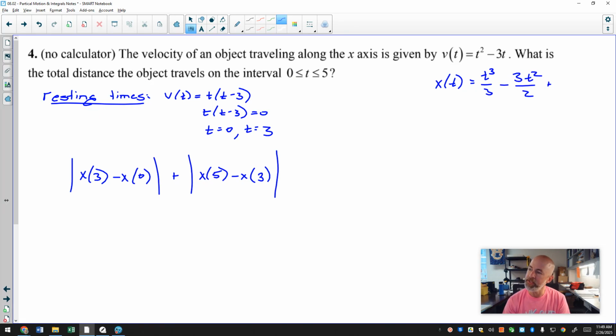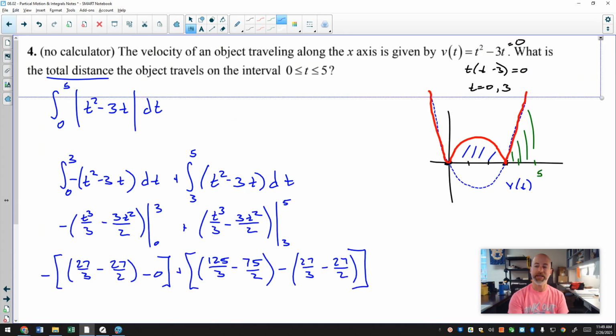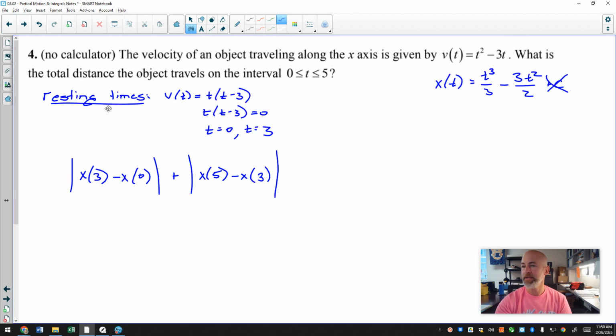And technically there is some unknown constant for the antiderivative. However, in problems like these, when you find the displacement, that constant is not going to matter. It's going to end up subtracting away. So we don't need that. And you'll see that if you plugged in 3 and 0 and 5 and 3 to this, subtracted them, took their absolute values, you're going to end up doing the exact same thing we ended up having in number 4, the first way I did number 4. So the amount of work is about the same. It's just a slightly different thought process as you approach it.